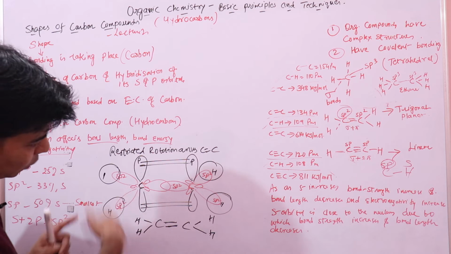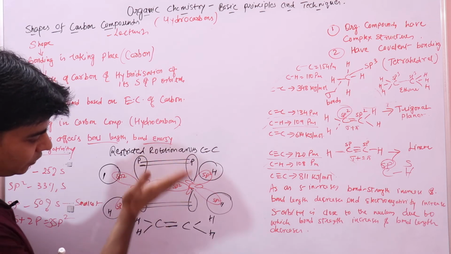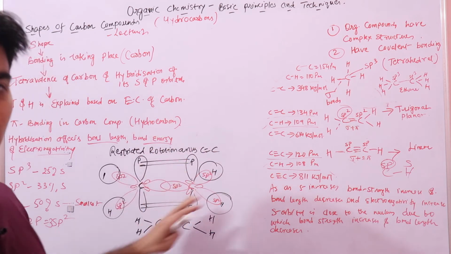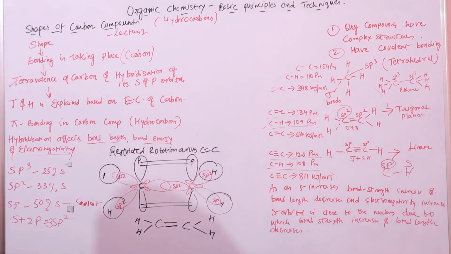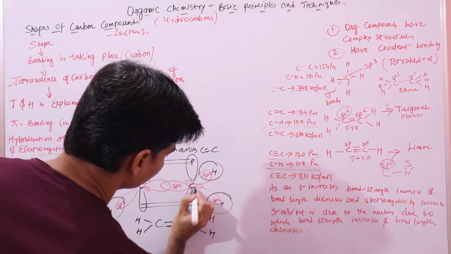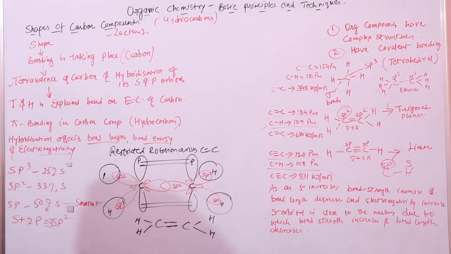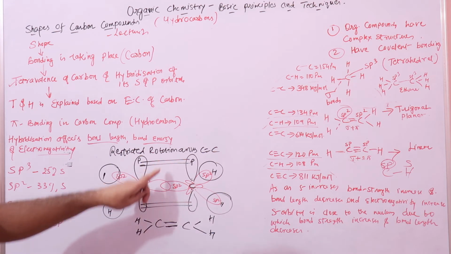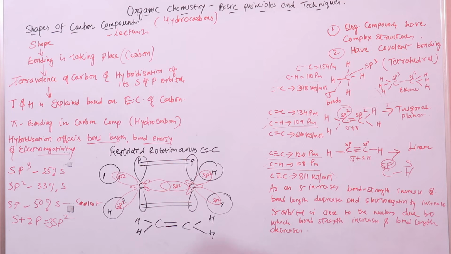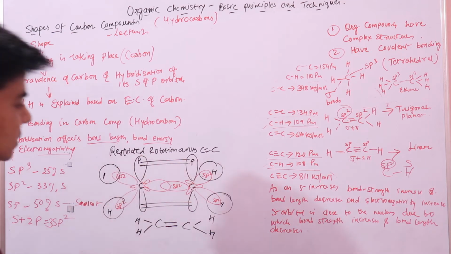Since this ethene molecule has high electron density above and below, it can easily be attacked by reagents, which makes it reactive. Just remember that due to this pi bond, it has high electron density above and below the plane of this bond. That makes it reactive, easily attacked by the reagents.